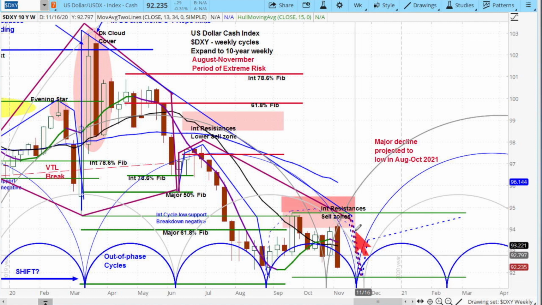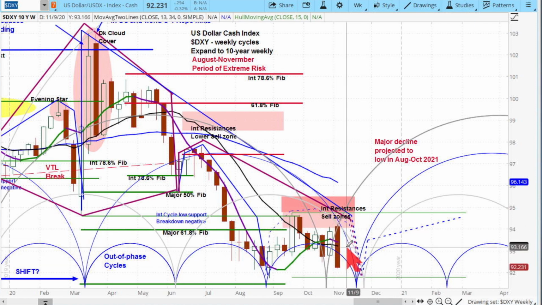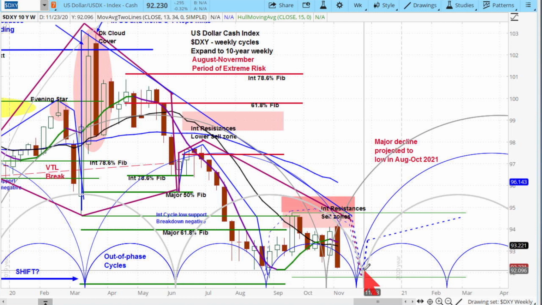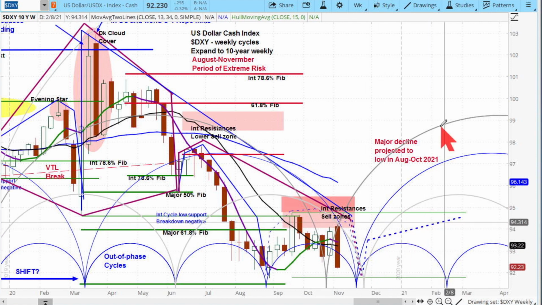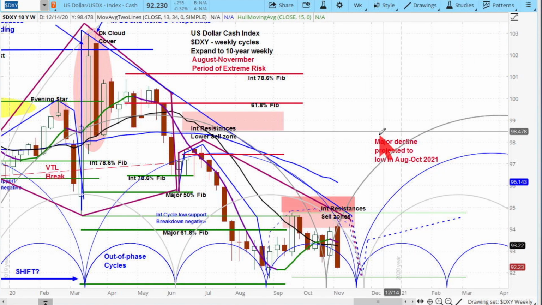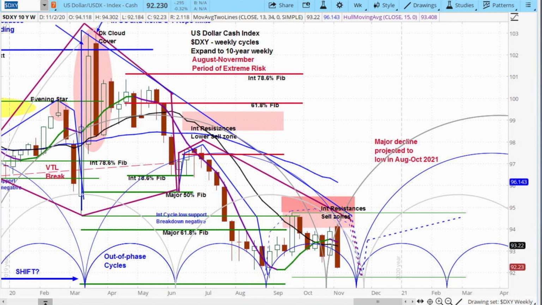Now, gold soared to the upside, and I'm going to show you that in the next chart. And what this says is that there's a window open in the next month for gold and silver and even Bitcoin, which is exploding, and are inversely correlated, to move to the upside. And then probably after that, there's some minor rally over here. But what we're looking for is a major decline projected out into August to October 2021.